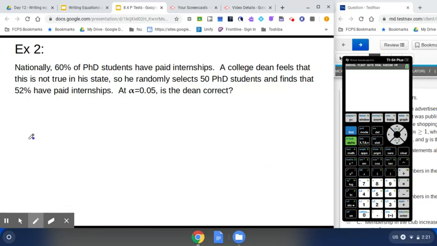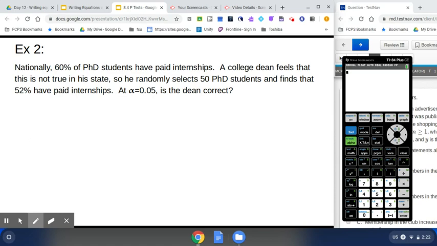Okay, example 2. Nationally, 60% of PhD students have paid internships. A college dean feels that this is not true in his state. So he randomly selects 50 PhD students and finds that 52% have paid internships. At alpha equal to 0.05, is the dean correct?